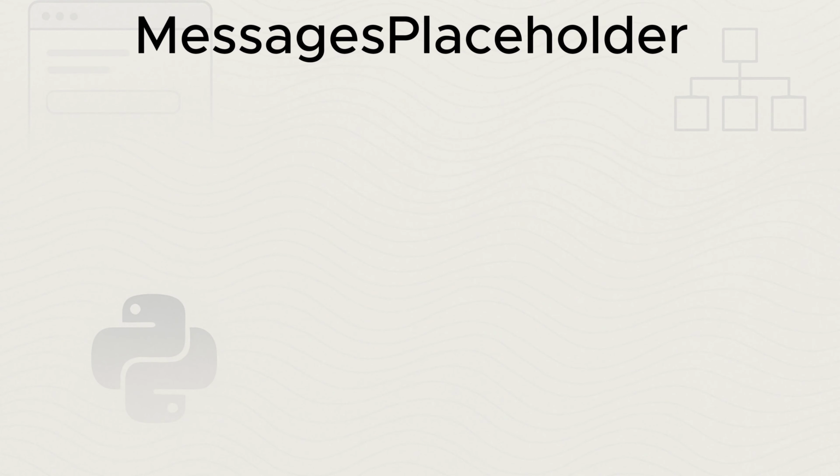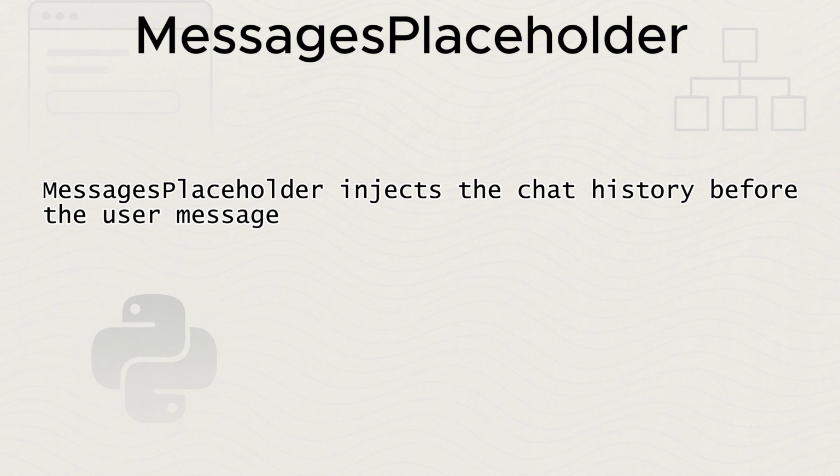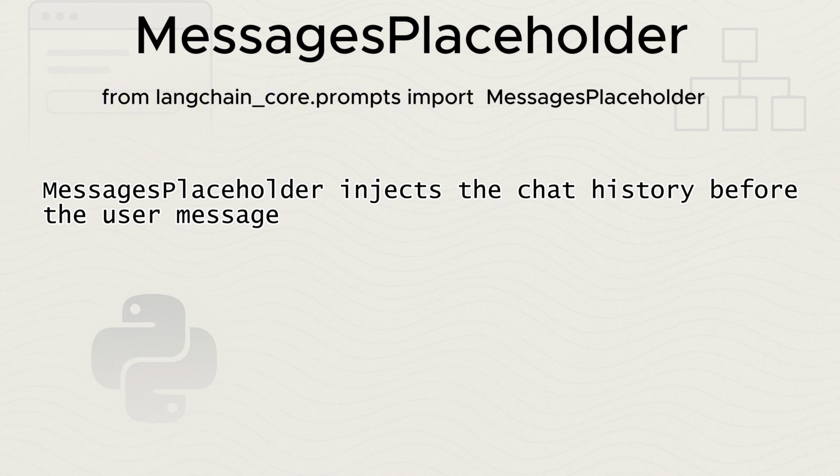In this part, we will talk about messages placeholder. Messages placeholder is a functionality within LangChain core, and it is used to inject the chat history before the user message. With the prompt, you can add chat history with the help of the messages placeholder. It is imported from langchain_core.prompts. Although it has the name messages, it's not imported from messages because it contributes to the prompt.